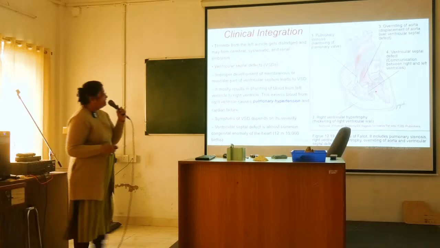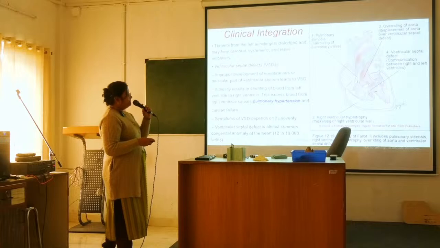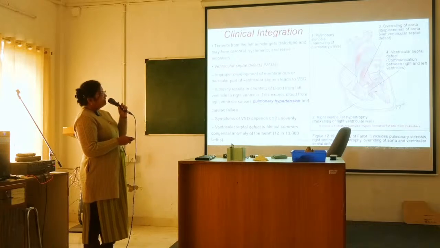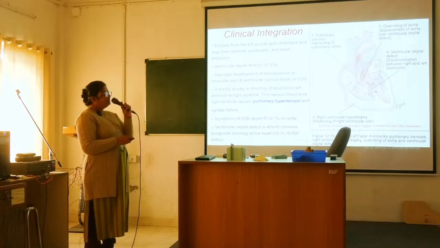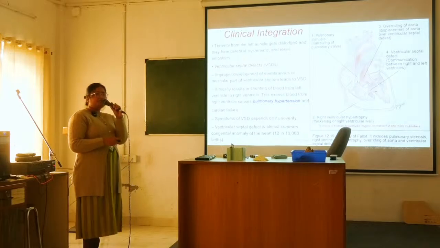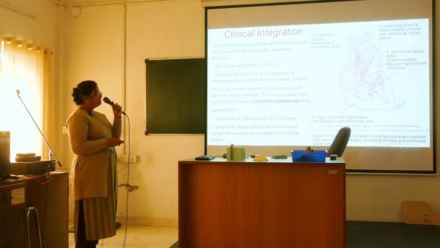See here, the ventricular septal defect has been shown. There is a gap in the ventricular septum. Blood can directly flow from the right to the left side. There will be cyanosis due to circulation of deoxygenated blood in the systemic circulation.